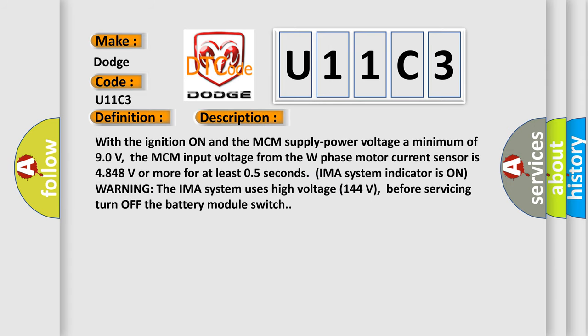With the ignition on and the MCM supply power voltage a minimum of 90 volts, the MCM input voltage from the W phase motor current sensor is 4.848 volts or more for at least 0.5 seconds. The IMA system indicator is on. Warning: the IMA system uses high voltage, 144 volts. Before servicing, turn off the battery module switch.